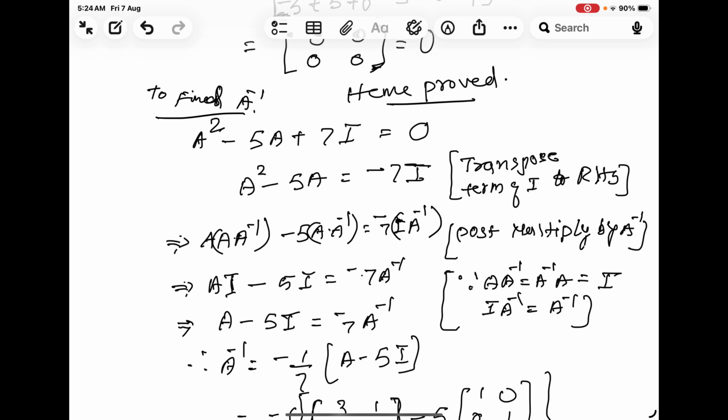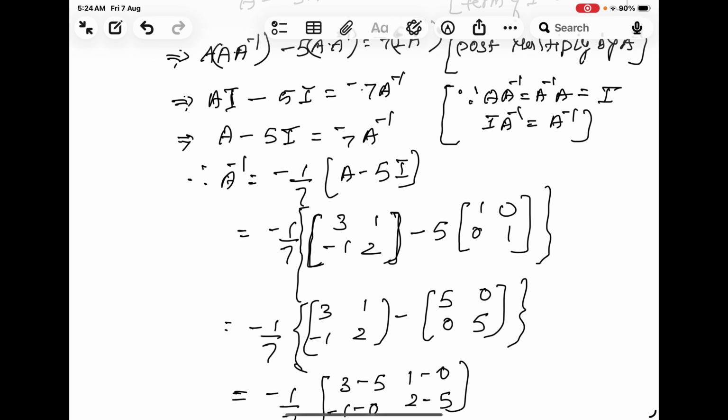That implies A into A inverse equal to I, and I into A inverse equal to A inverse. We use these results here. That implies A into I, so A minus 5I equal to negative 7 A inverse. Therefore, A inverse equal to, you transpose this negative 7 to the left side, negative 1 by 7 into A minus 5I. Then substitute the values. Negative 1 by 7 into matrix 3, 1, negative 1, 2 minus 5 into 1, 0, 0, 1.